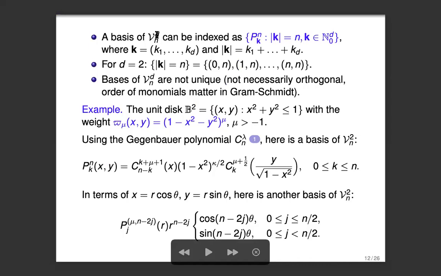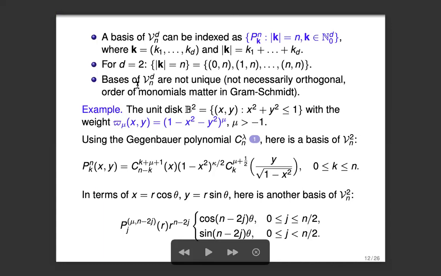A basis of V_n^d, we can index as P_k^n, where k is a multi-index. So k is (k1, k2, ..., kd), and where the absolute value of k equal to n means you sum all the indices and it equals n. So the total degree equals n. For d equal to 2, for example, this is x^n, x^(n-1) y, and so on, up to y to the power of n.